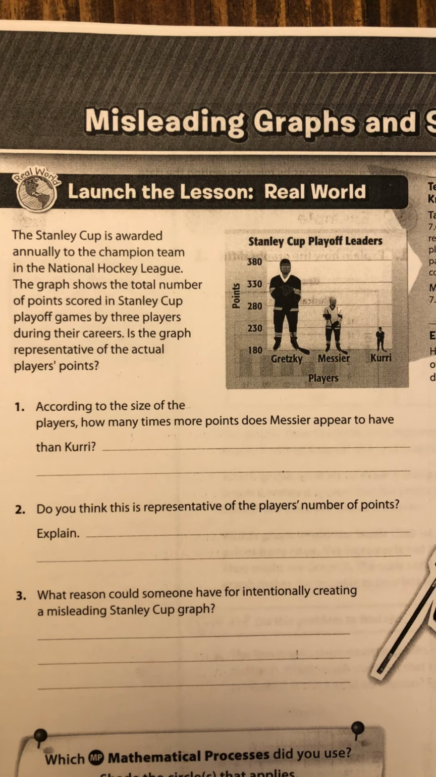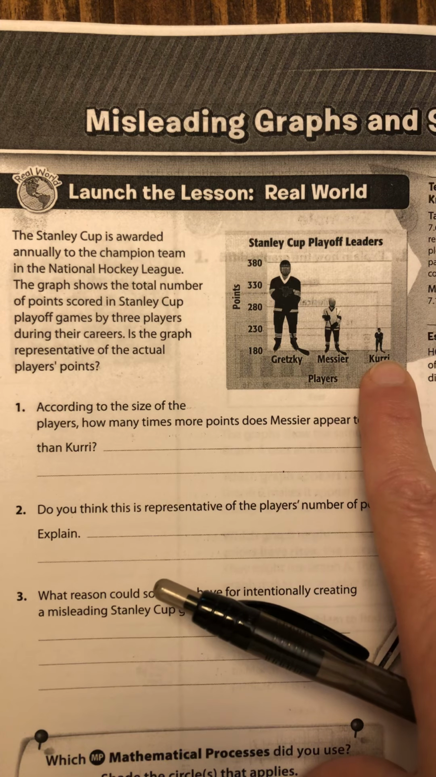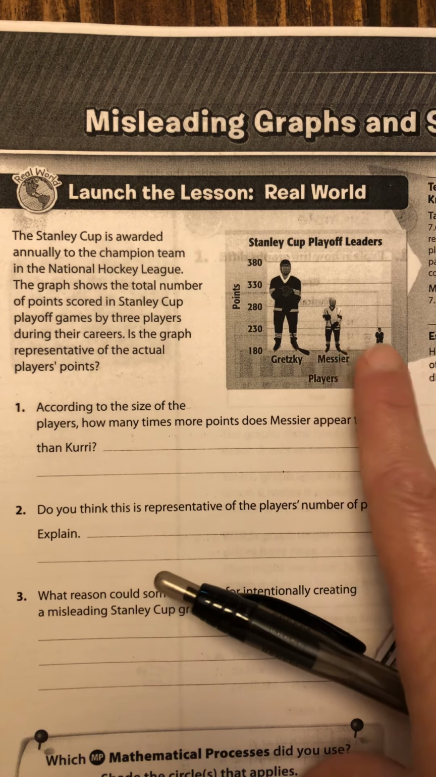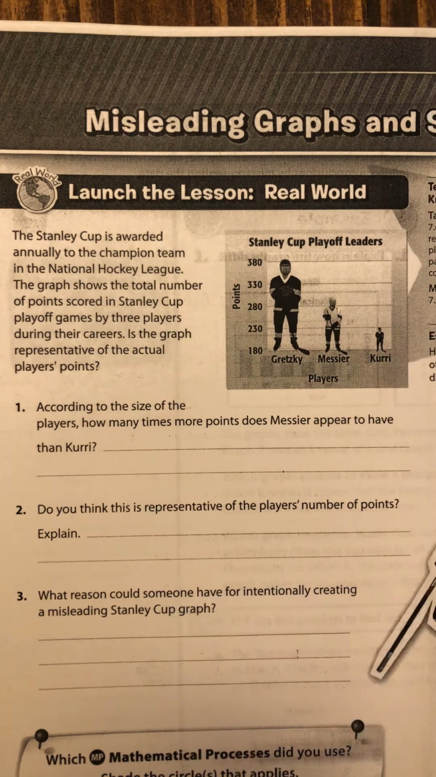If we look on page 747 to launch the lesson, we're going to compare this graph. When you look at this graph, it has Gretzky, Messer, and Curry. According to the size of the players, how many times more points does Messer appear to have than Curry? So I'm comparing this to this. Well, he looks about 2 times or greater the size of here. So it looks like possibly twice as many.